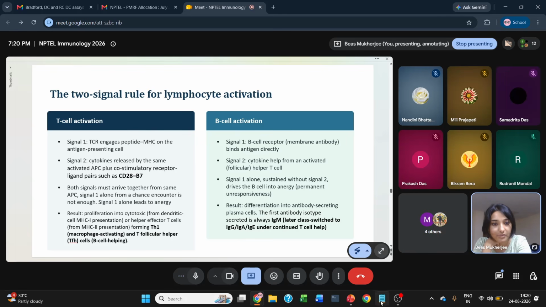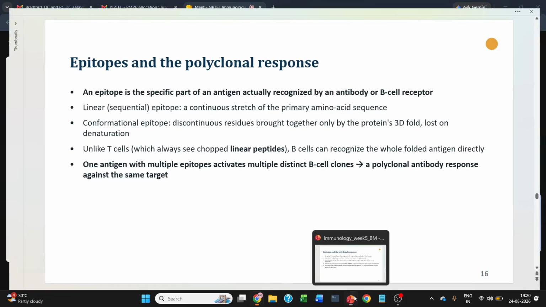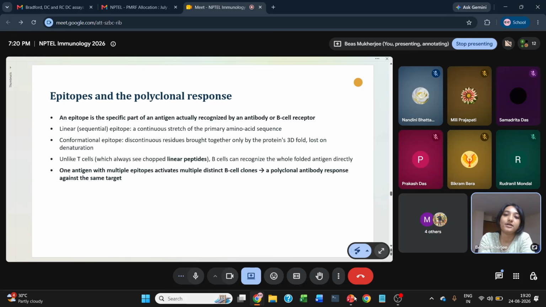Okay, under continued T cell help, we have talked about this in a previous class. So, epitopes and polyclonal response. Now coming to B cell immunity, you remember what an epitope is, right? There is this antigen, and this specific part of the antigen interacts with the paratope of the antibody. This tiny part is called the epitope. So an epitope is a specific part of the antigen actually recognized by an antibody or B cell receptor.